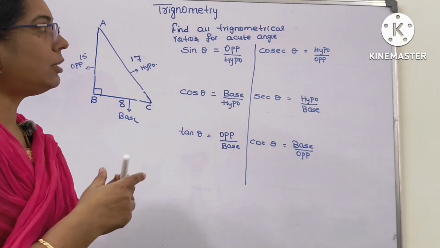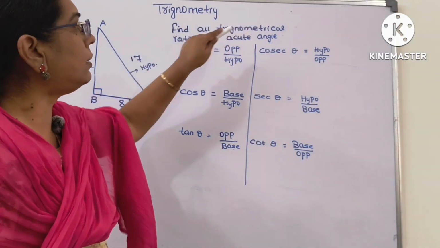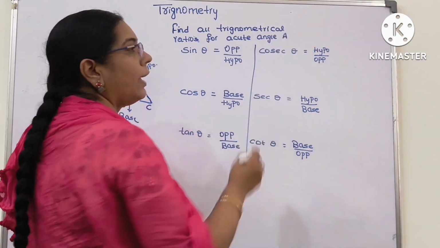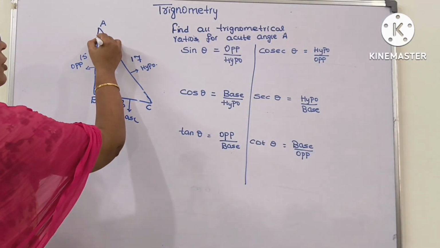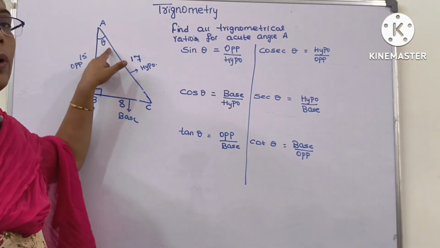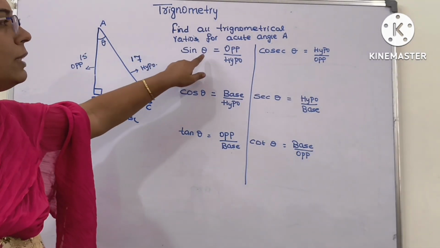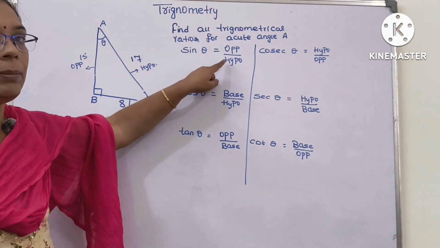Now, I can change the question and say, find all the trigonometrical ratios for acute angle A. For acute angle A. So, where is my acute angle now? Acute angle is now at A. Where is theta? Theta is at A. So, what will be sin theta? Sin theta formula will remain the same.